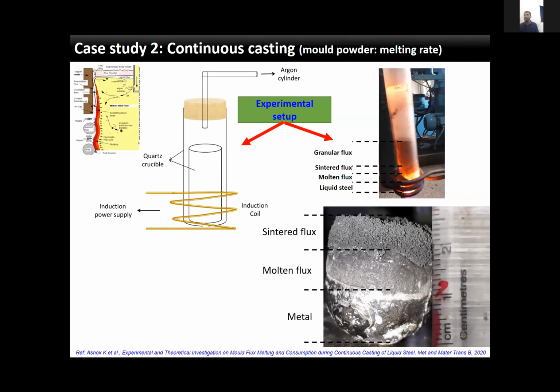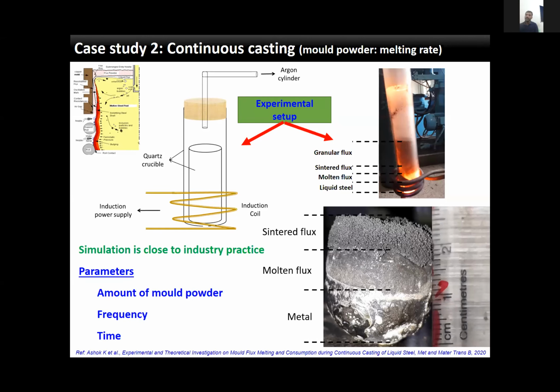Carefully, you can estimate, and after your experiment, you can see the solidified ingot of molten metal will be there, and the molten flux will be there, which is quenched here. Above the molten flux, you can find a sintered flux, and above the sintered flux, there will be a granular flux. So all these characteristic layers are forming in your industry also. So you are quite able to simulate the melting phenomena by using this technique, so as to determine the melting rate of a mold powder.